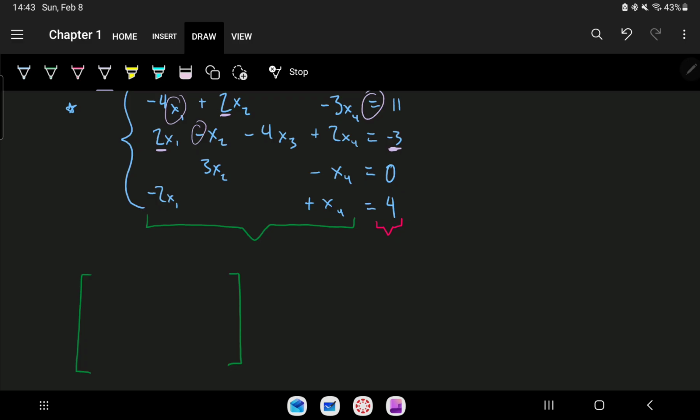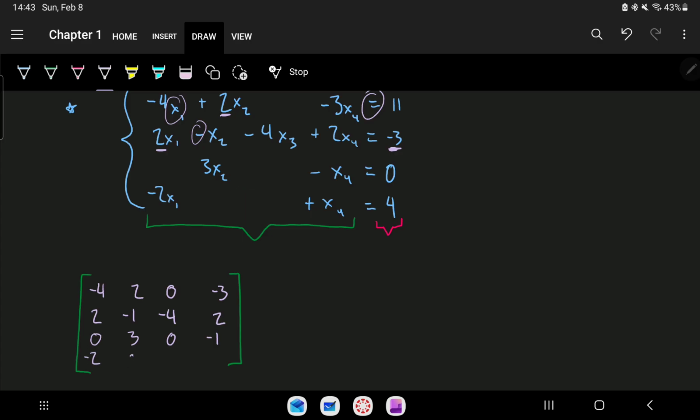So if I'm looking at the first equation right here, I can use that as the first row. So we have -4, 2. That x3 value is nothing there, so I'm going to put a 0 there, then the -3. Similarly, with that second one, 2, -1, -4, and 2, 0, 3, 0, -1. And always make sure to carry around any subtraction signs as just a negative coefficient.